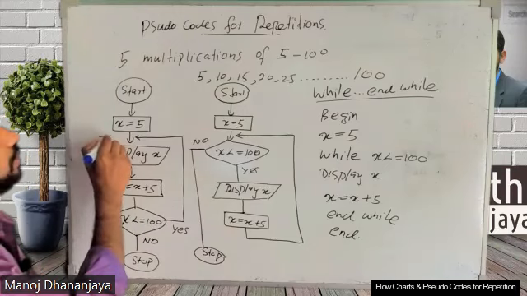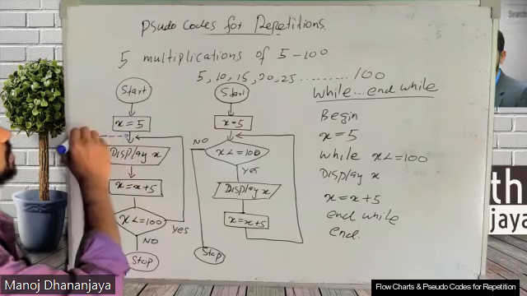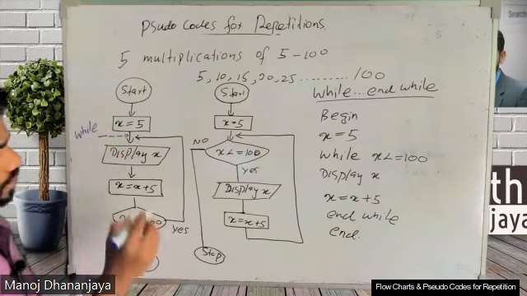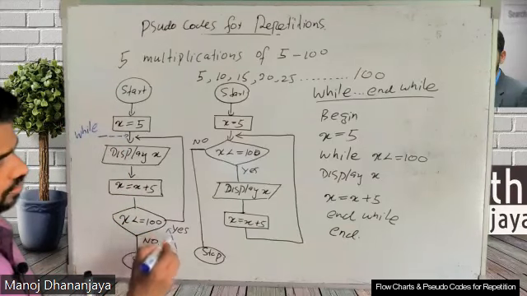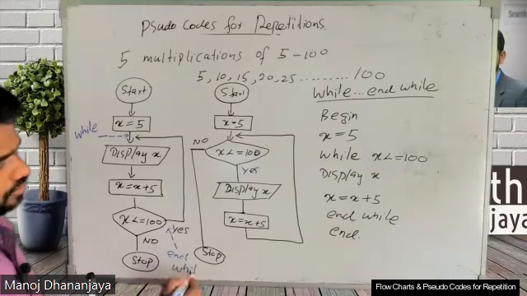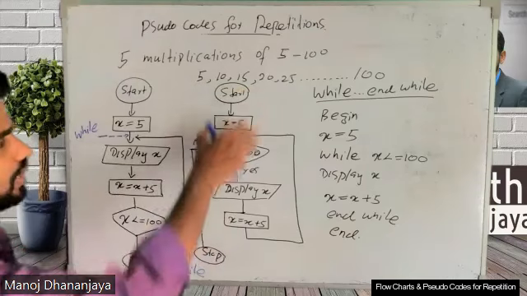Here we must write what? While at this point it is end while. Right. Now we look at the second one.